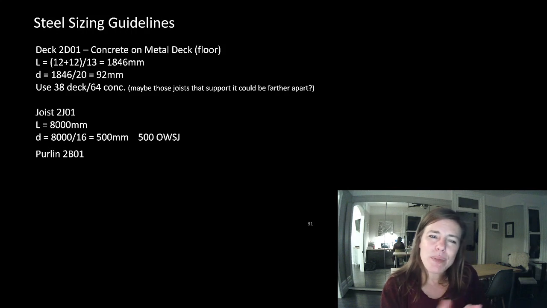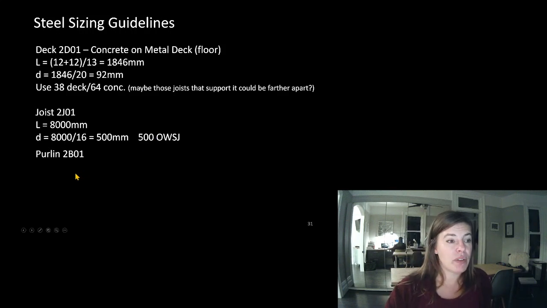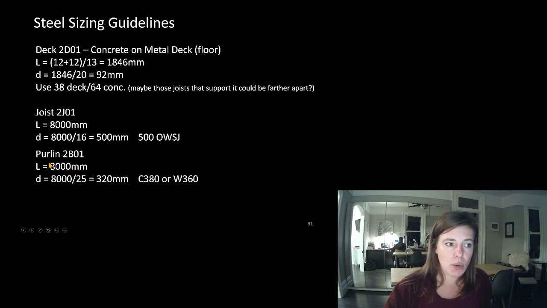That means if they need to move one a little bit, they have a little bit of play for something, like maybe there's an opening somewhere, it gives them a little bit of a buffer. That's often what we'd put on the drawings. So 2BO1, same span, doing the exact same thing as the joist. These two things are interchangeable, but we need a C380 or a W360 because the depth required is 320 millimeters.